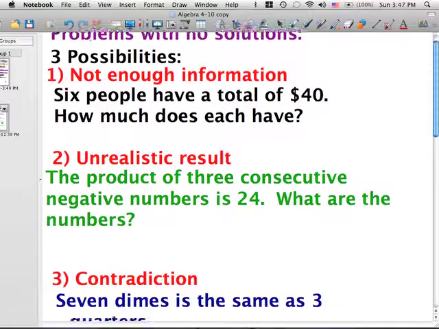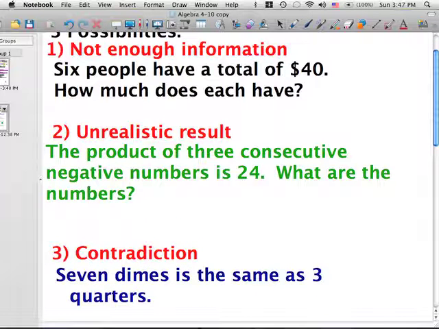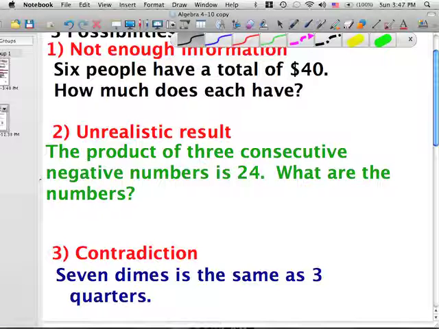A second possibility is an unrealistic result. They said, in this example here, the product of 3 consecutive negative numbers is 24. Well, if you have 3 consecutive negative numbers, for example, -2, -3, -4, you multiply them together, your answer is always going to be negative. So that's an unrealistic result. You could never get a positive number.